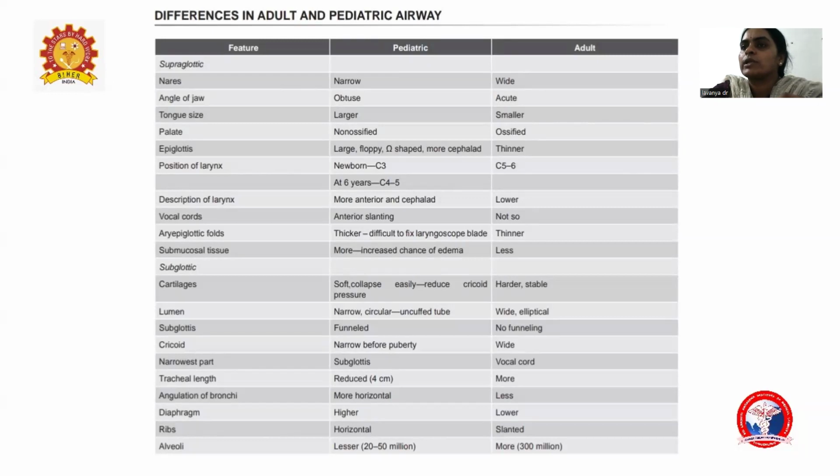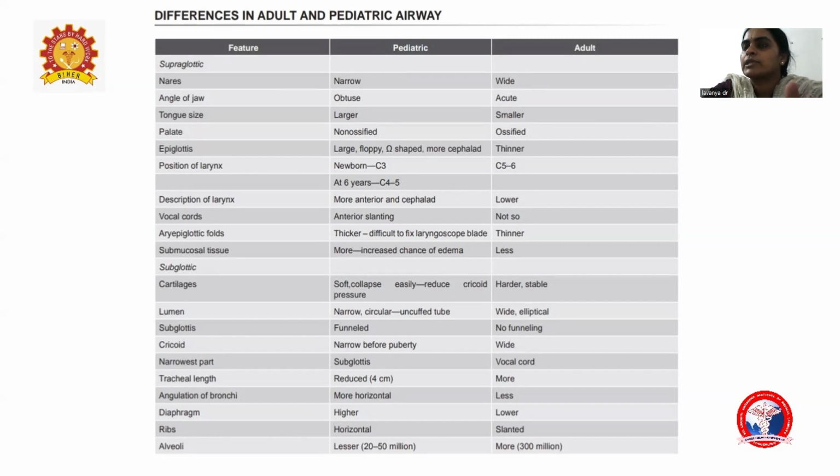Submucosal tissue is more, and the chance of edema is more in pediatrics. Whereas cartilages are harder and stable in adults, they are soft and collapsible easily in pediatrics. Glottis will be narrower and circular, whereas in adults it is wide and elliptical. Subglottis is funnel shaped in pediatrics, there is no funneling in adults. Cricoid will be narrow before puberty and wide in adults.